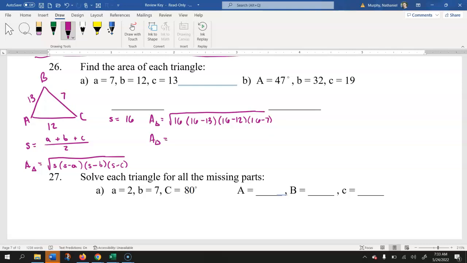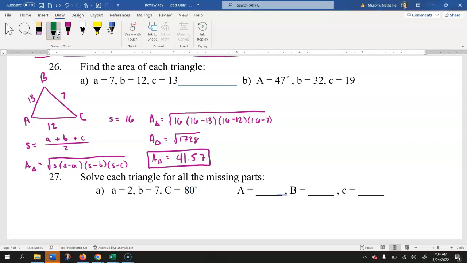So when you go to simplify this now, I'll just tell you, so you could type this all in your calculator, what's under the radical. Some of that you could probably do in your head. But when you simplify it under the radical, we get 1,728. So when I take the square root of 1,728, we get approximately 41.57. So that would be your answer for 26A.